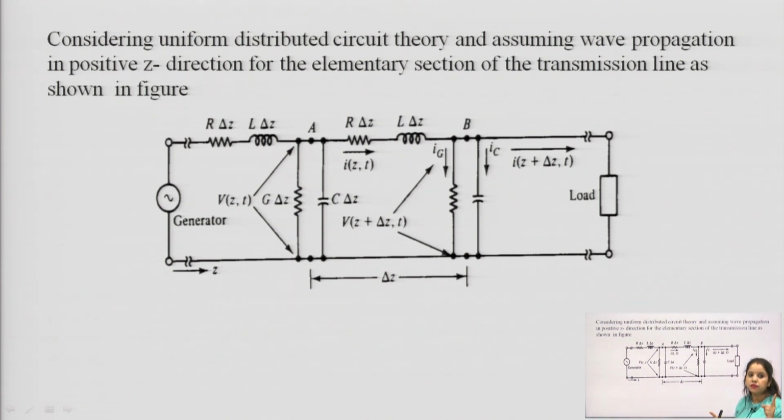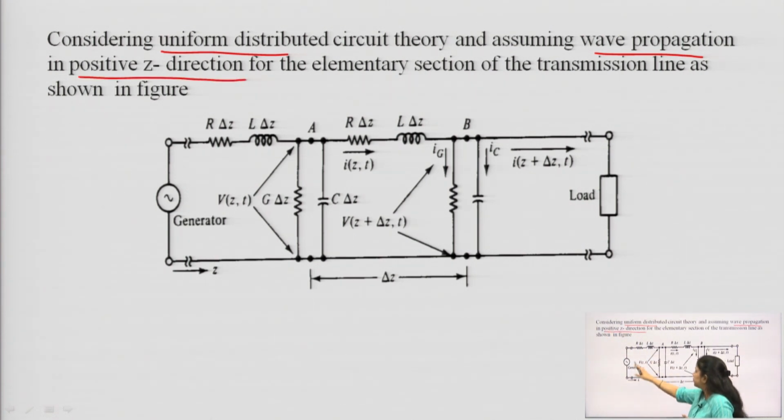We have to take only one space variable, and that is the z variable. That is why we have assumed that the wave is propagating in the z direction. So, what are the two important assumptions we are taking? First, uniform distributed circuit theory, and second, wave propagation in the positive z direction. These are the basic assumptions. This is the generator, resistor R, inductor L, conductance G, capacitor C. These are the basic components, and everything is represented by the general nomenclature which is used. This is the generator and this is the load.